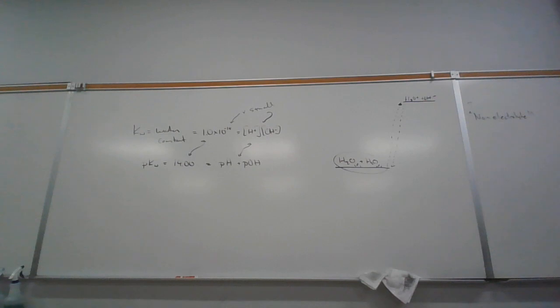Question 39. If the H plus is 10 to the minus 5 molar and the OH minus is 10 to the minus 9, so 10 to the minus 5 times 10 to the minus 9 is equal to 10 to the minus 14. It has to equal 10 to the minus 14, that would be Kw. Is the solution acidic, basic, or neutral?